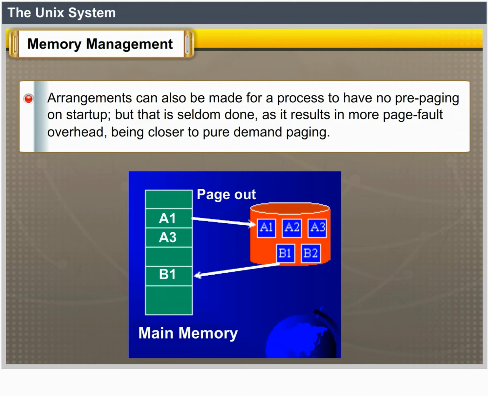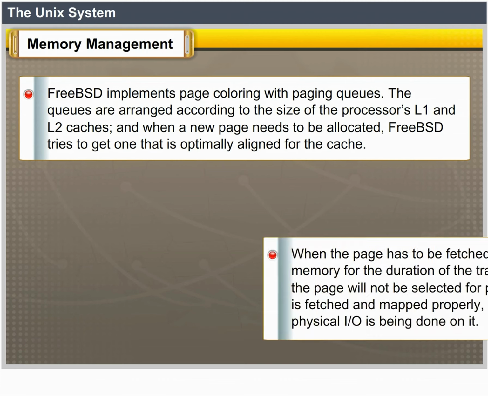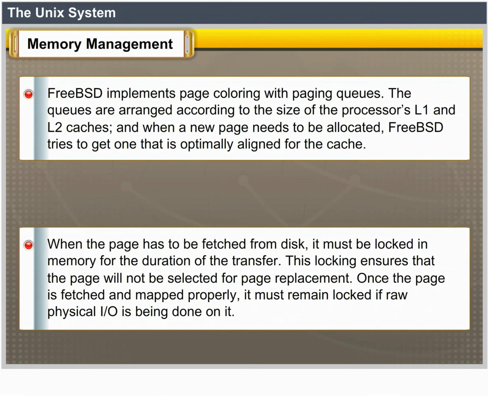FreeBSD implements page coloring with paging queues. The queues are arranged according to the size of the processor's L1 and L2 caches. And when a new page needs to be allocated, FreeBSD tries to get one that is optimally aligned for the cache. If the page has to be fetched from disk, it must be locked in memory for the duration of the transfer. Paging ensures that the page will not be selected for page replacement. Once the page is fetched and mapped properly, it must remain locked if raw physical I/O is being done on it. The page replacement algorithm is more interesting.